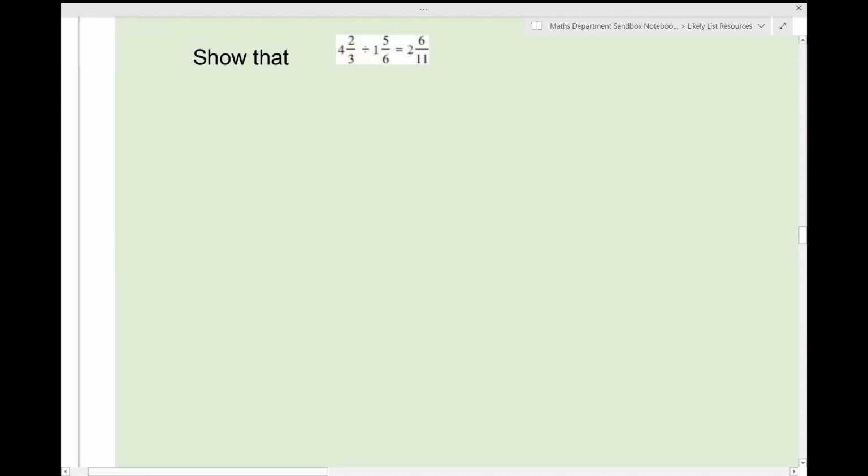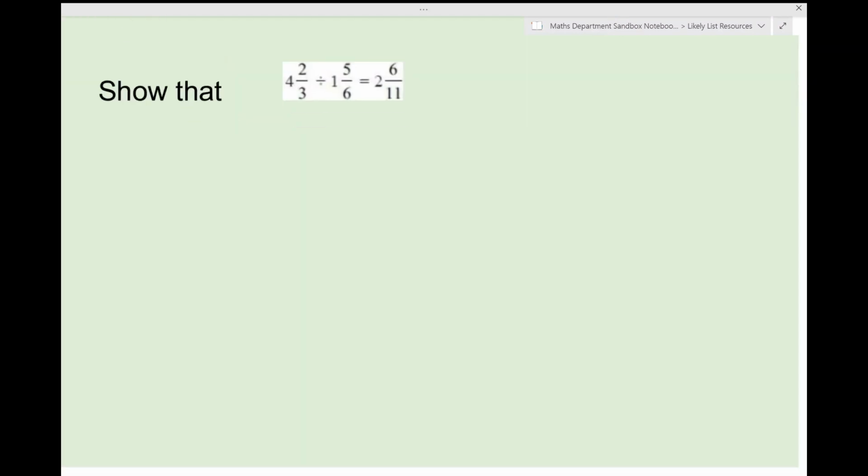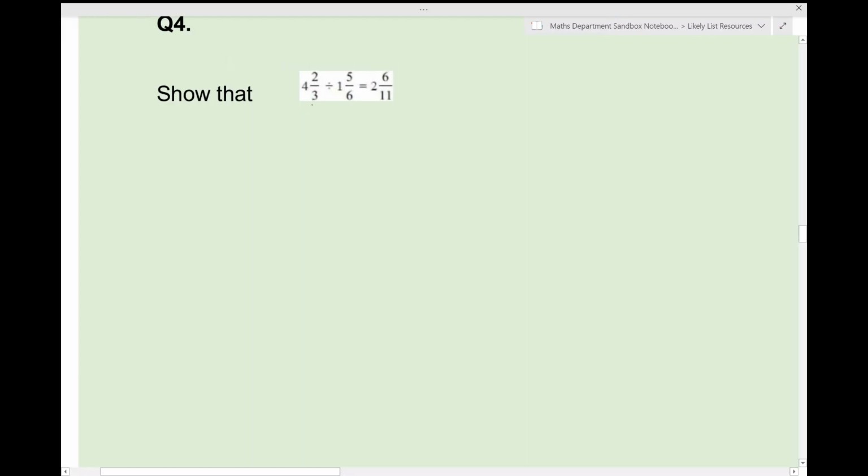Question 4, more dividing mixed numbers, obviously very popular with the examiners. Turn these mixed numbers into improper. 4 3s are 12, plus the 2 is 14 over 3, divided by 1 times 6 is 6, plus the 5 is 11 over 6. Keep, change, flip. Look for cancelling.